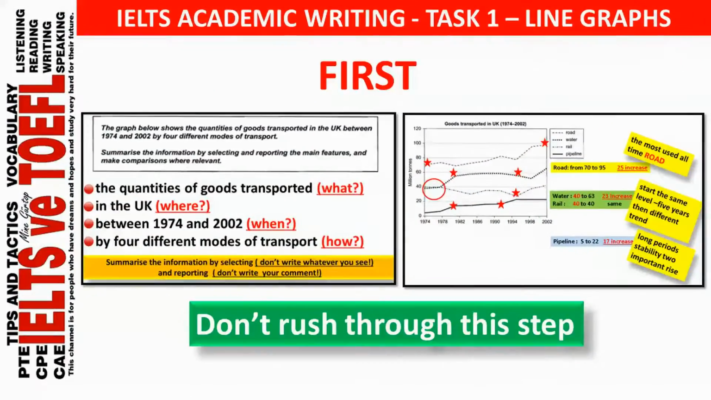Tips and tactics. The first step is to look carefully at the information in the line graph. Don't rush through this step. Make sure you understand the graph before you start to write. Underline important words in the question and circle important points on the graph. Identify what key information is being presented in the graph and which important dates.